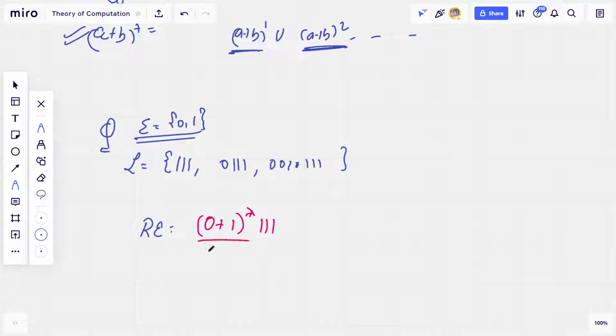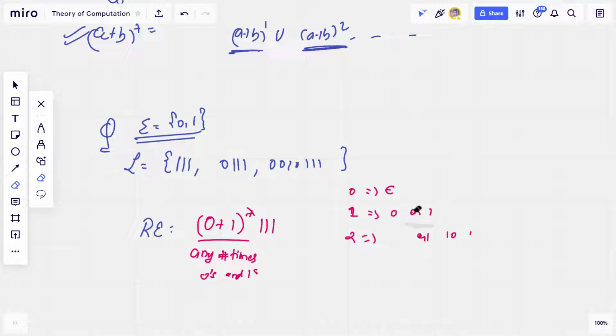So what this says is, any number of times, zeros and ones can come, right? That's what it represents. Because if instead of star you put 0, it means there will be epsilon. If you put 1, it means either it will be 0 or 1. If you put 2, it will be 00 or 01 or 10 or 11. I hope this is visible, right? Let me write it in a bigger way.